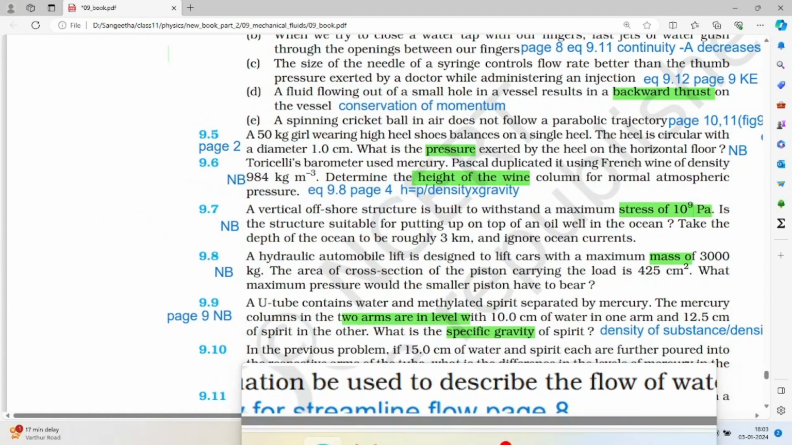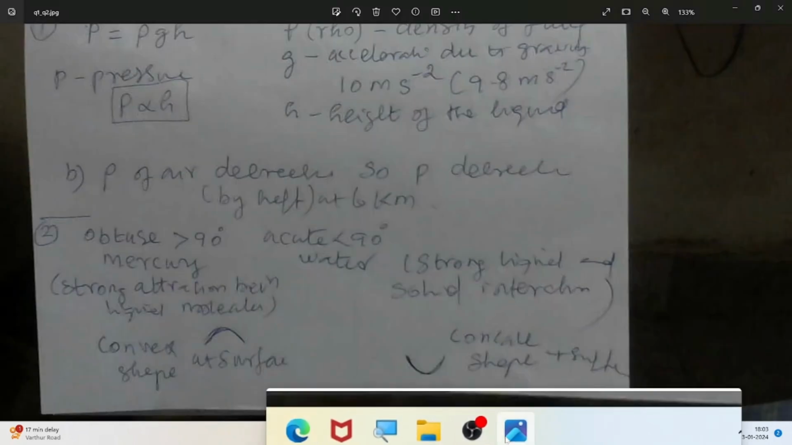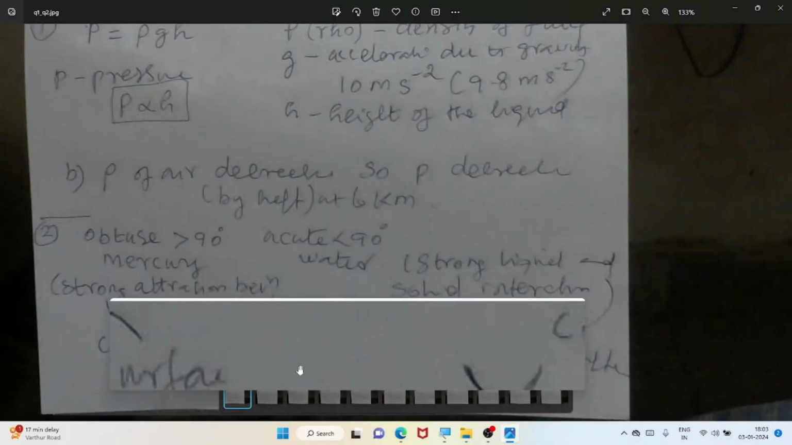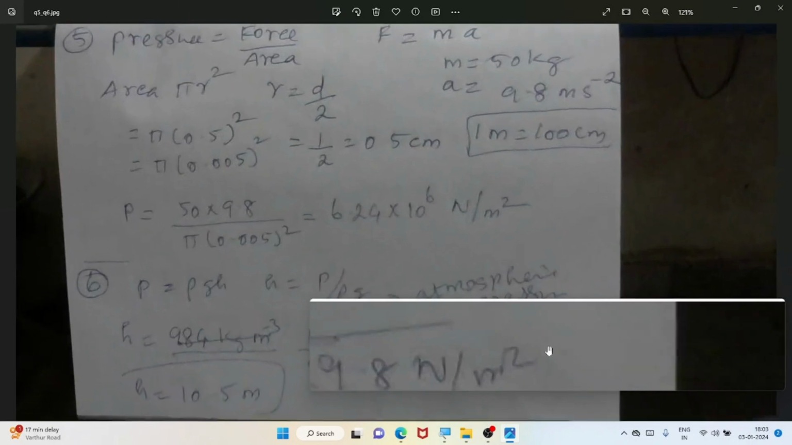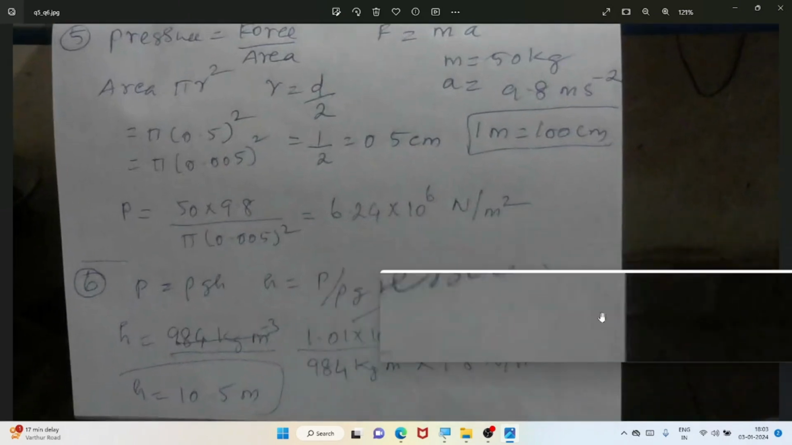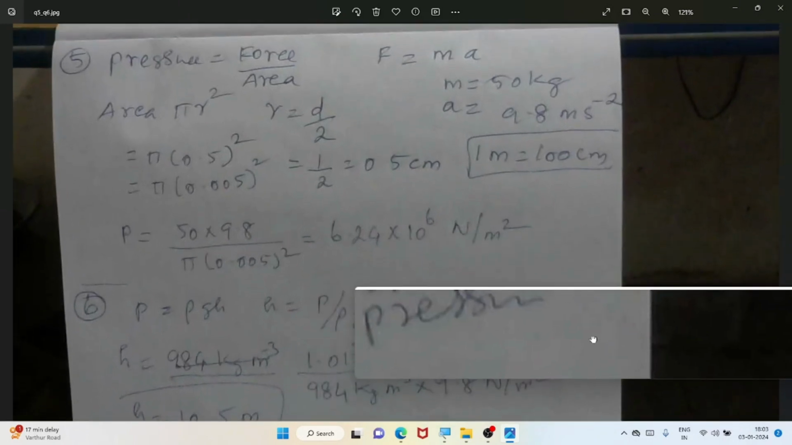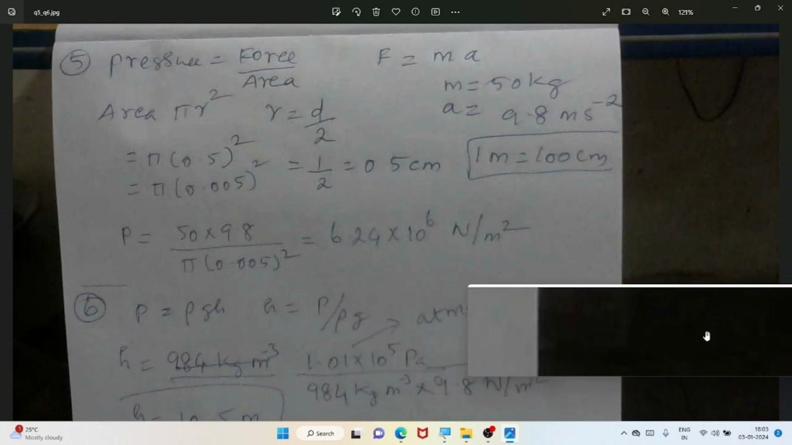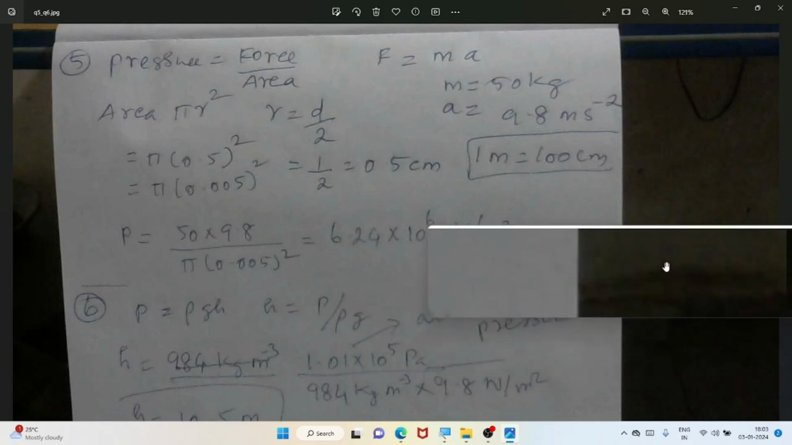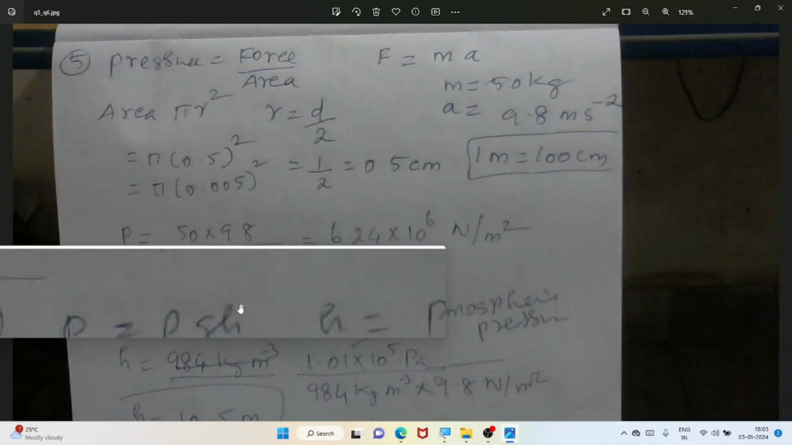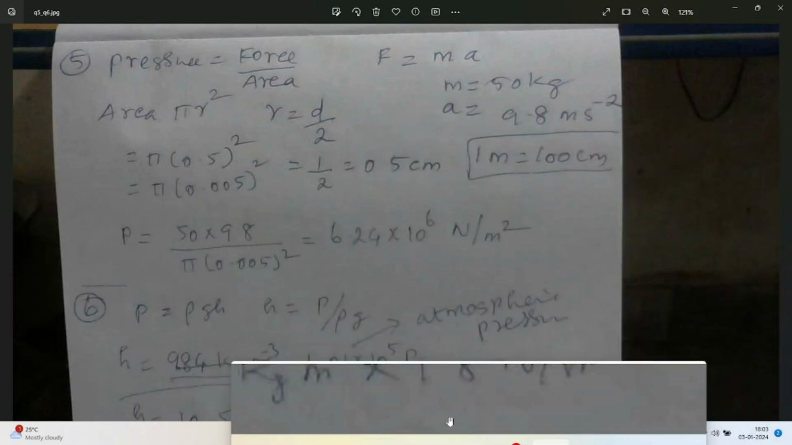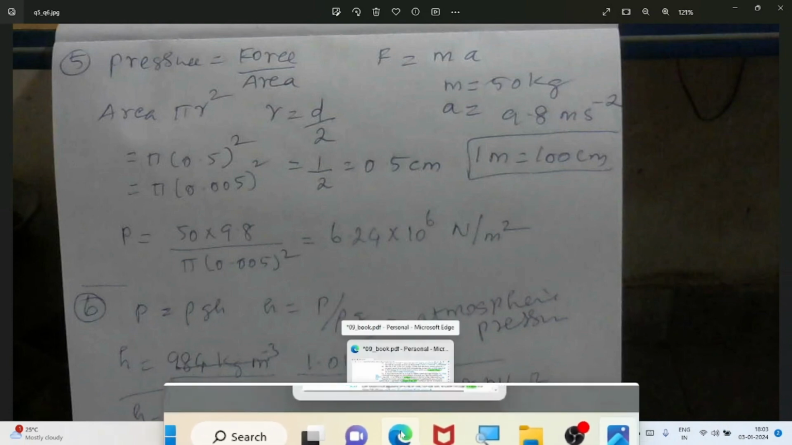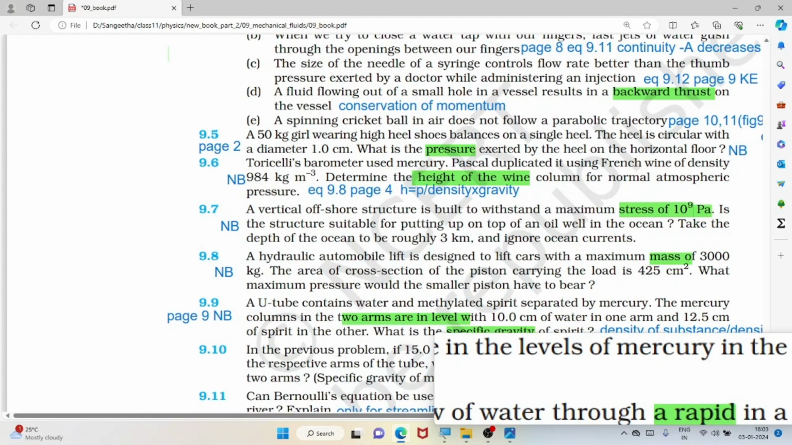Pressure, here I am using force by area. So area is pi r square, where r is from the diameter given, so you find out the radius. Mass is given, acceleration due to gravity is 9.8. So the pressure is force by area. Like that, based on what data is given, here we are using rho gh, that is also pressure.